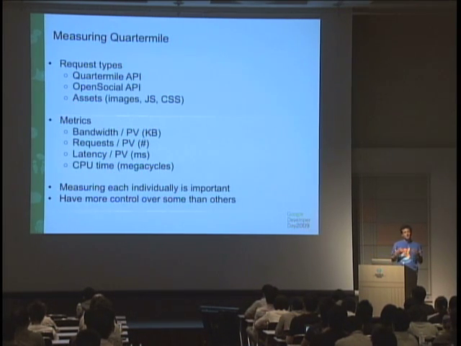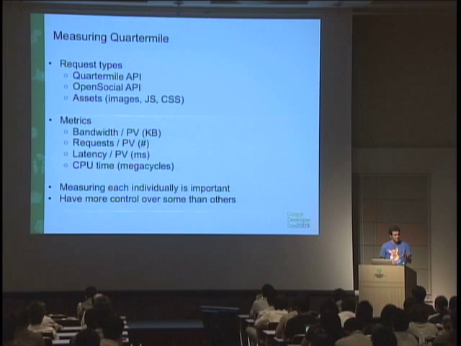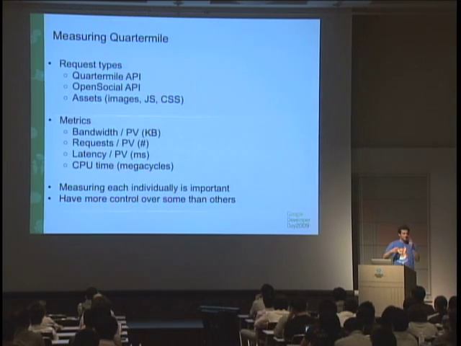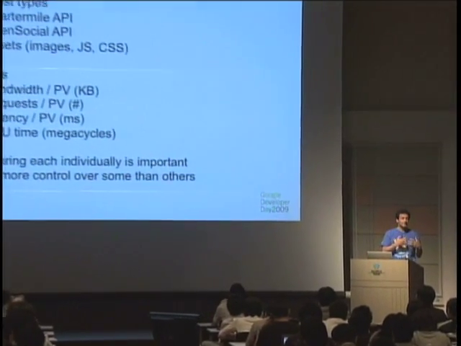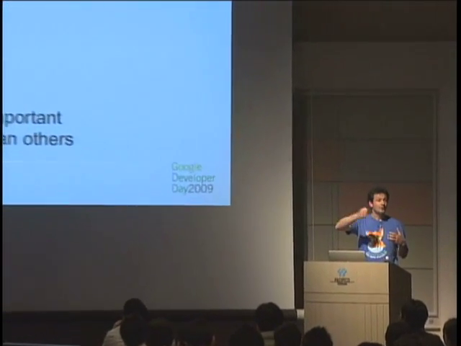So how do we measure Quartermile, and what do we measure exactly? There are three types of things that we're going to measure here. The first one is the Quartermile API calls. So Quartermile API calls are the calls we're making from the gadget to our App Engine backend for application-specific data. So we're going to measure the latency of these calls and the volume.